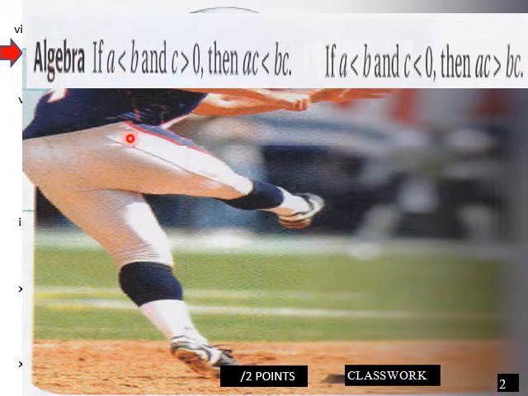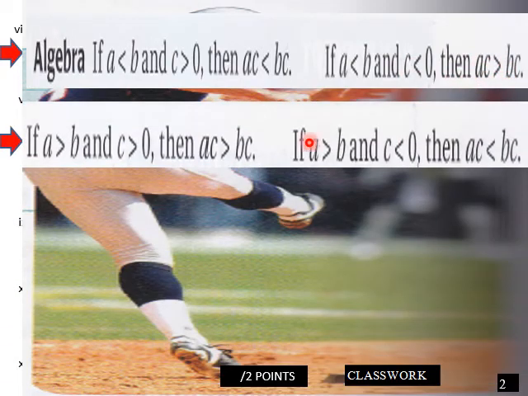Algebra: if A is less than B and C is greater than 0, then AC is less than BC. If A is less than B and C is less than 0, then AC is greater than BC. That's the difference there in algebra. If A is greater than B and C is greater than 0, then AC is greater than BC. If A is greater than B and C is less than 0, then AC is less than BC. That's the difference right here.